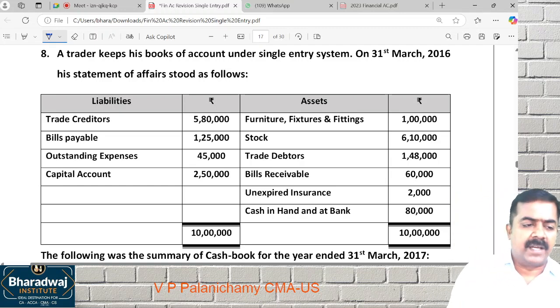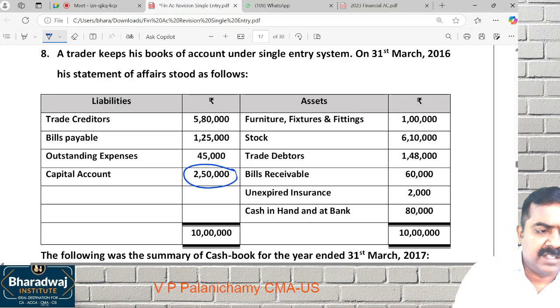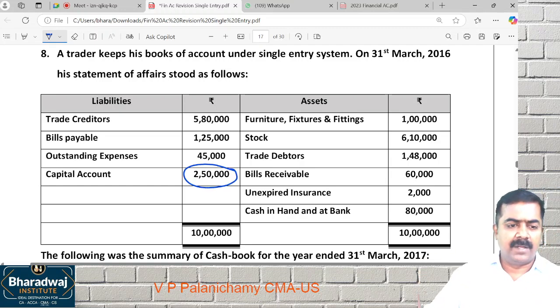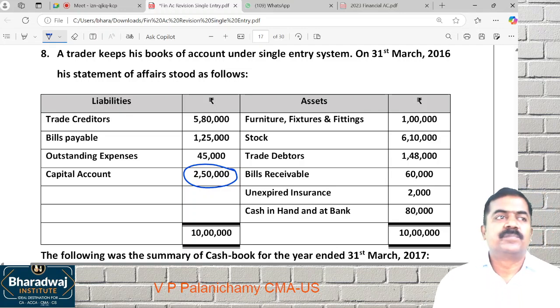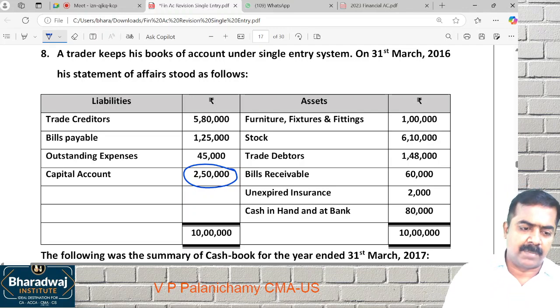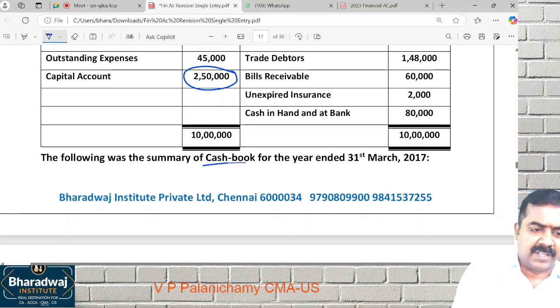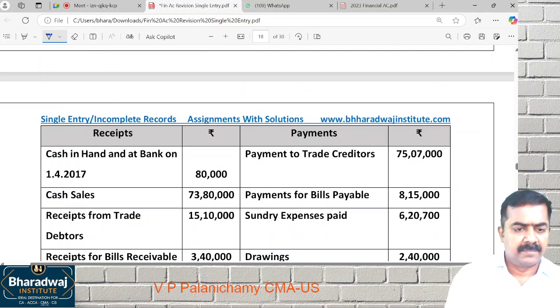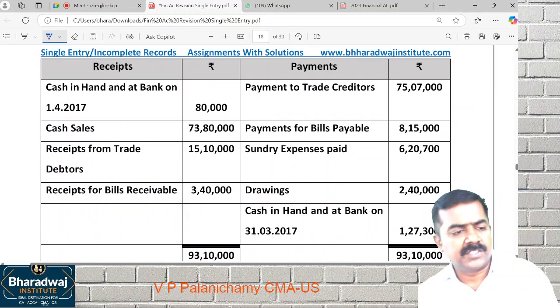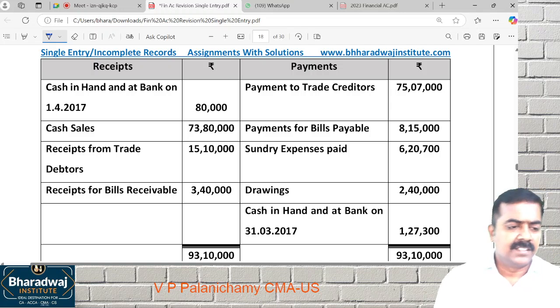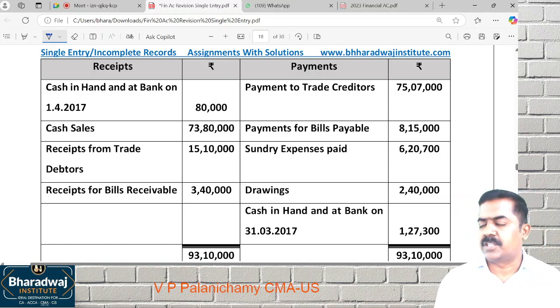We are given the opening balance sheet and the capital account is given. Read: creditors, bills payable, outstanding expenses, furniture, stock, debtors, bills receivable, and unexpired insurance, that is, prepaid insurance, cash in hand and bank are given to us. A summary of the cash book is given: receipts and payments. Opening balance, cash sales, receipt from debtors, receipt for bills receivable, payment to creditors, payment for bills payable, sundry expenses paid, drawings, cash in hand are given.